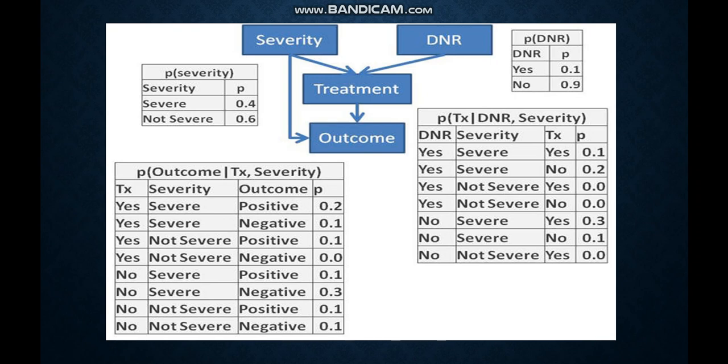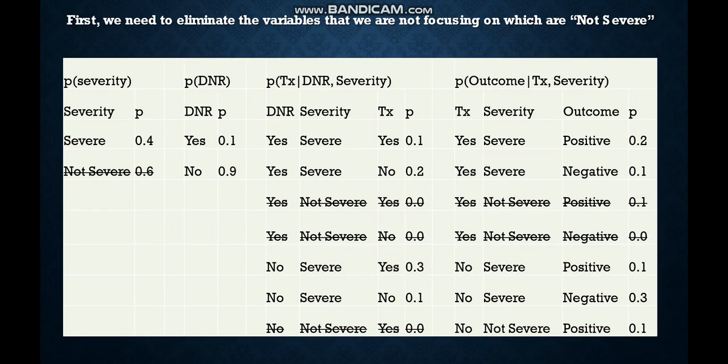The figure shows the data. As we can see, the diagram gives the probability of treatment, severity, DNR, and the outcome table. So as mentioned in the question, the first step is to eliminate the cases which are not severe from all the tables.